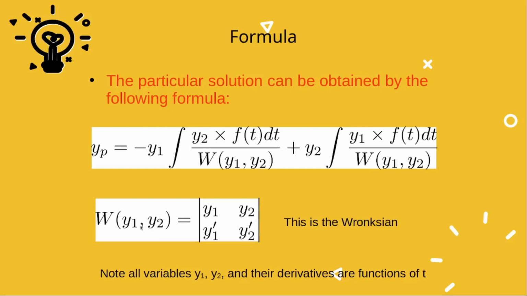And essentially, the value of this Wronskian is a cross multiplication of y1, y2 prime minus y1 prime, y2. So we take the diagonal element and subtract the off diagonal element, and that's how we get the value of the Wronskian. Because y1, y2, y1 prime, and y2 prime are functions of x, the Wronskian will be in terms of t or x, whatever your independent variable. Similarly, your y2 and y1 within the integral are also functions of t.